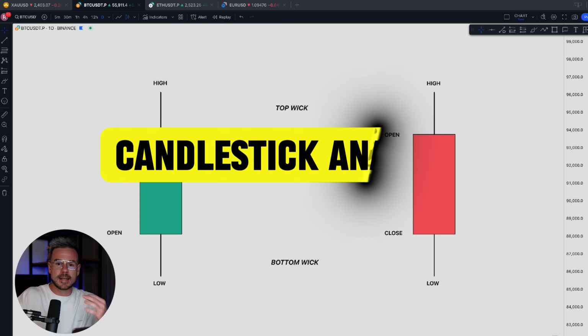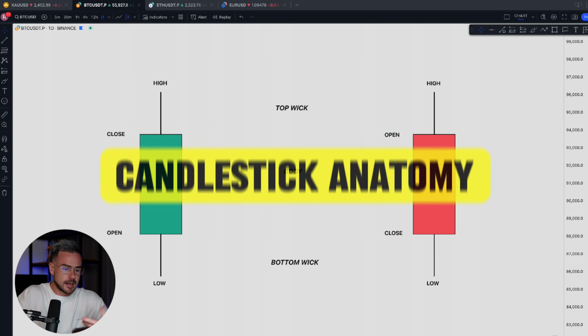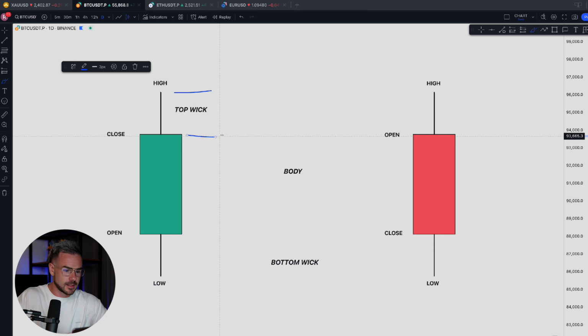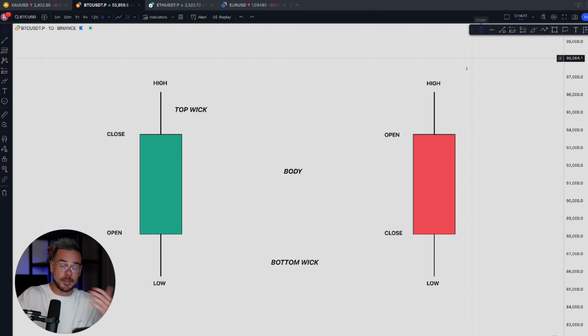First things first, let's look at the anatomy of an actual individual candlestick and understand what it is telling us. So we've got two examples here, a green and a red, and I'll explain what they mean in a minute. We'll start with the green candle, and before I get into the anatomy, I want to go through the components of the name. At the top here, we have the top wick, between this section and this section, and this is sometimes also called the upper shadow.